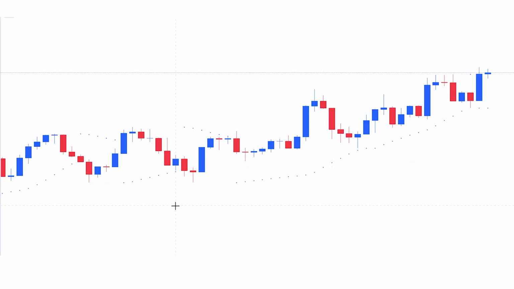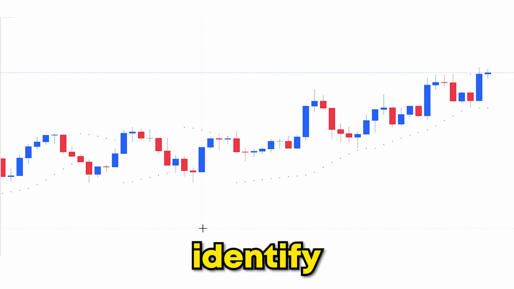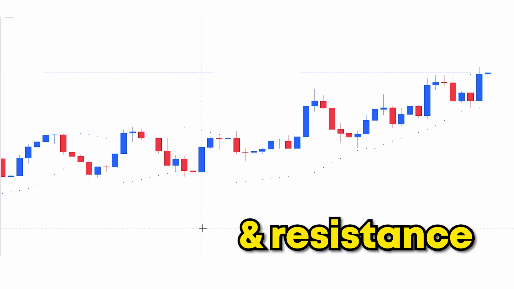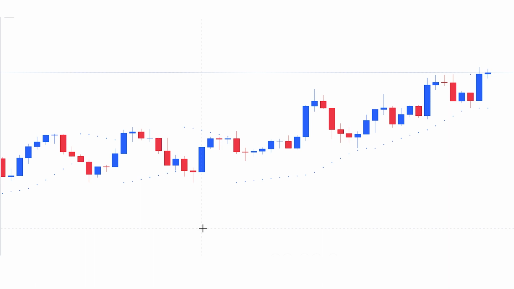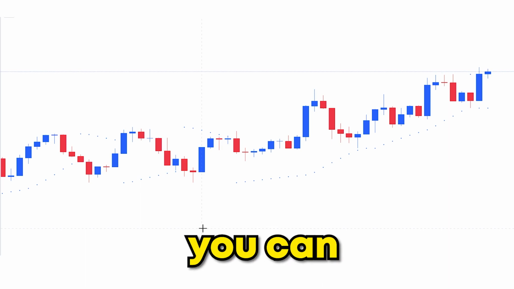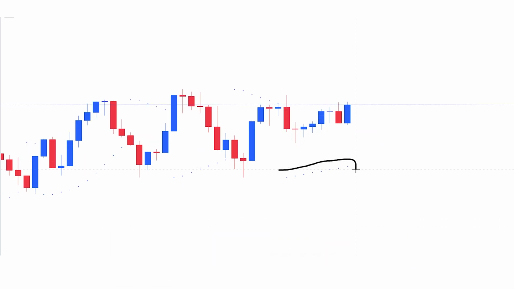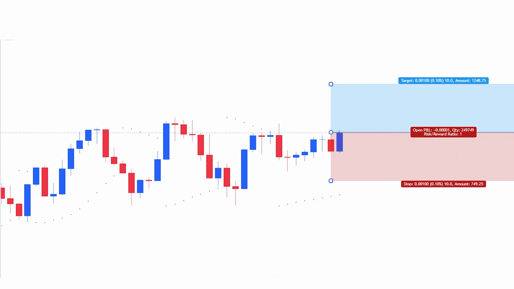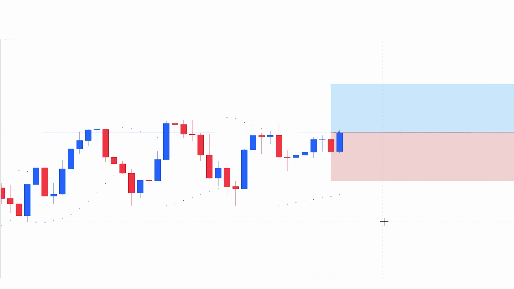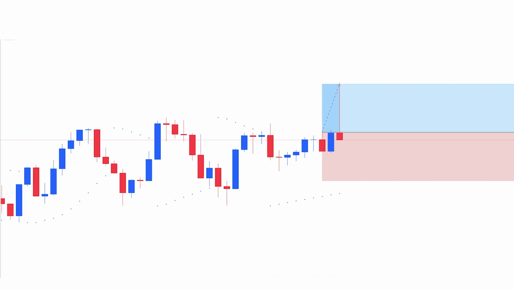The parabolic SAR indicator is great. It can identify great support and resistance levels and also give you great exit positions. So first thing, let's clearly understand how you can use the parabolic SAR indicator. So to start, if we see numerous dots under all of these candlesticks over here, it means that the trend is towards the upside. This means we could place a nice little position towards the upside, let's say 10 pips for this case in general, and let's see what would happen.